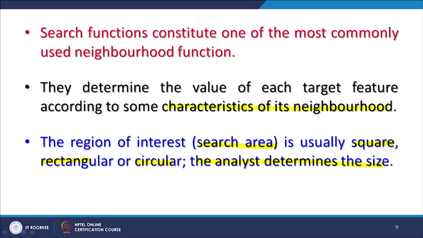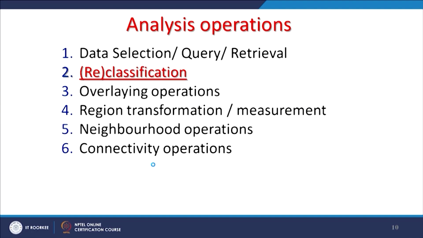That means I may have an arbitrary boundary, like a district boundary or a watershed boundary or basin boundary. So it is not necessary that I should have only a square, rectangular or circular shape. I can have any shape and still perform search on either the vector data or raster data without any problem.